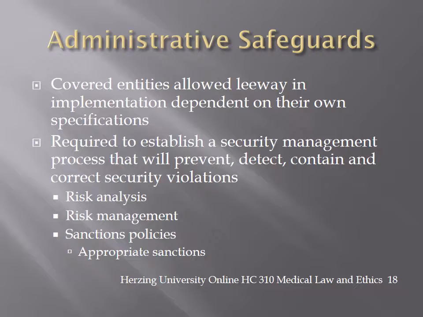Administrative safeguards. In terms of administrative safeguards, covered entities are allowed leeway in the implementation of the safeguards depending on their own specifications. They are, however, required to establish a security management process that will prevent, detect, contain, and correct security violations. The covered entity will need to do a risk analysis to determine potential violations. Implementation of a risk management program is also necessary and desirable. Appropriate sanctions for violations also need to be established.